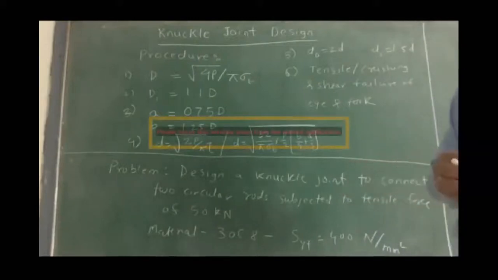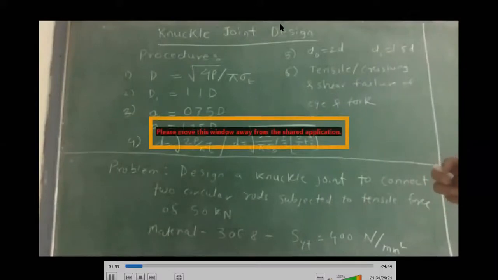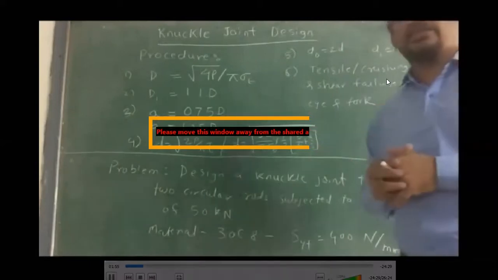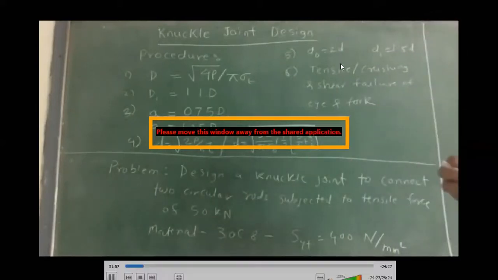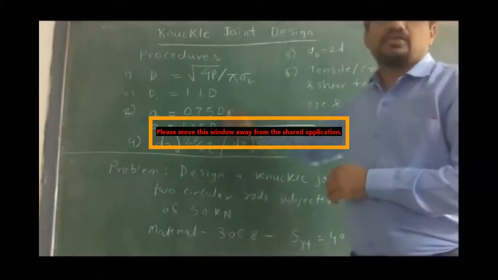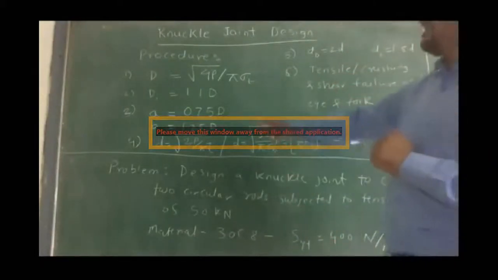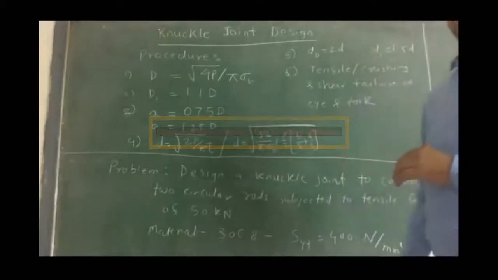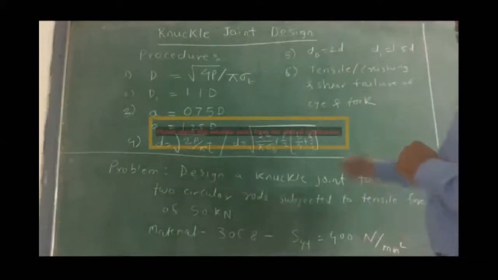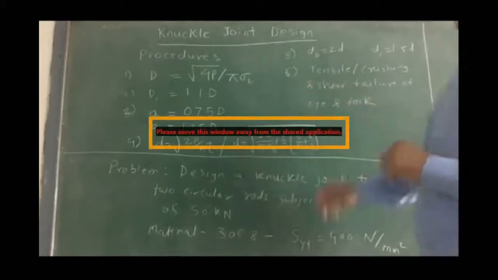So these are the diameters we need to find out for the design of the knuckle joint, and we also have to find out thicknesses A and B. B is the thickness of the eye, and A is the thickness of the fork. We have two thicknesses for the fork, so each is less in dimension. So A is the thickness of each of the two parts of the fork, and B is the thickness of the eye.